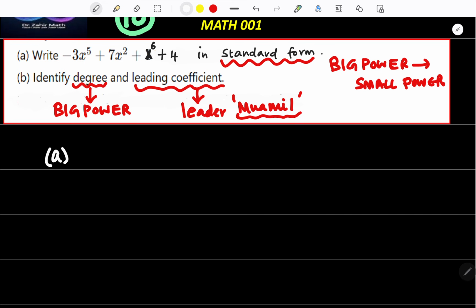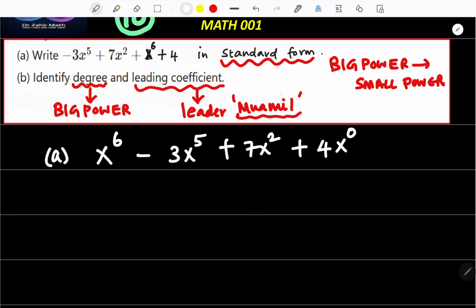First question. Write in standard form. Which is the big power? This one is the big power. So x power 6. Next power, minus 3x power 5. Next power, 3x power 5. Next power 7x square. Next one 4. Why teacher, 4 you are not writing? 4 means it is x power 0. Keep in your mind. Okay.